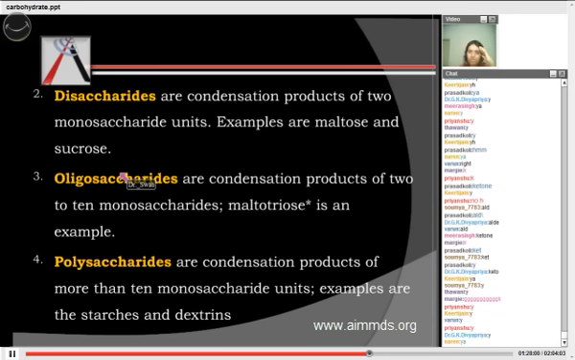We have oligosaccharides. Oligosaccharides are the products of 2 to 10 units. Two monosaccharides are disaccharides. 2 to 10 is oligosaccharides, and if they have a lot of them, more than 10, then they are polysaccharides.